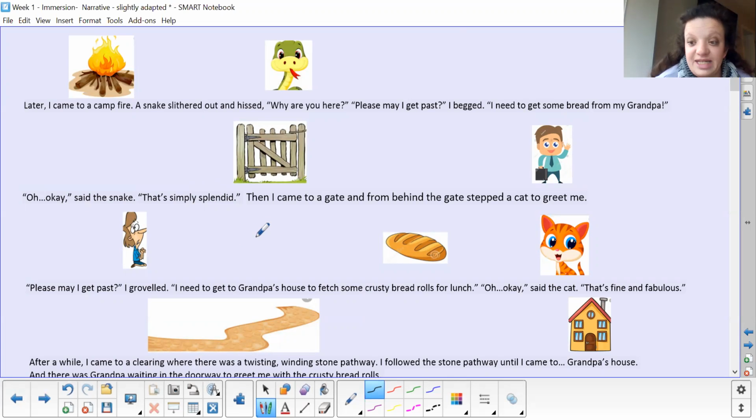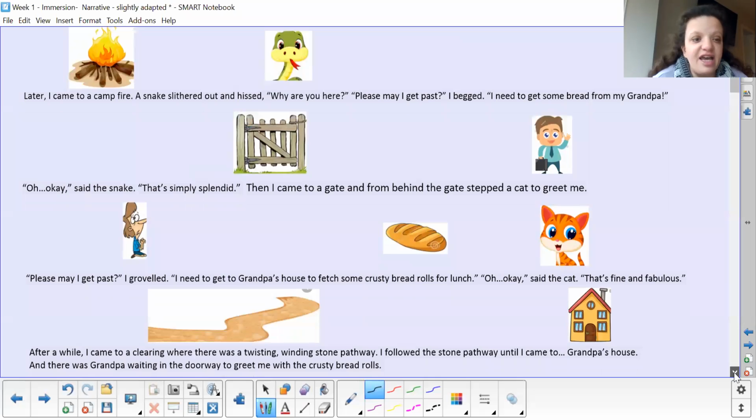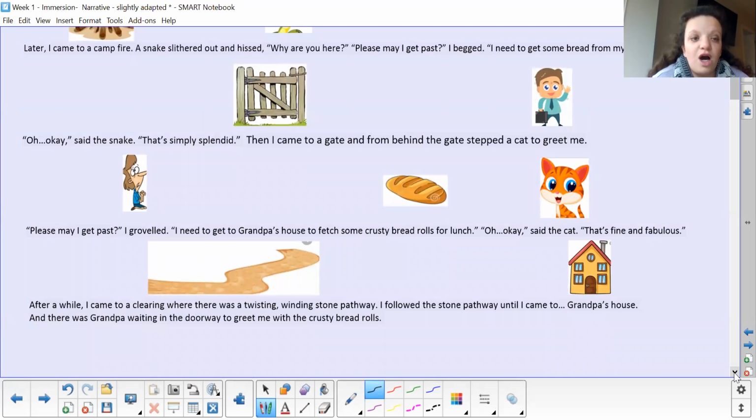"That's simply splendid." Then I came to a gate, and from behind the gate stepped a cat to greet me. "Please, may I get past?" I grovelled. "I need to get to Grandpa's house to fetch some crusty bread rolls for lunch." "Oh, okay," said the cat. "That's fine and fabulous." After a while, I came to a clearing where there was a twisting, winding stone pathway.